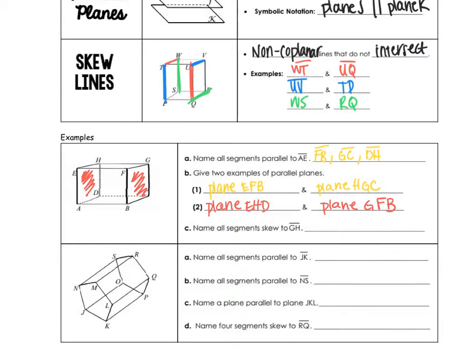GFB. Now we want to name all the segments that are skew to GH. So if we look at GH is right here. So for them to be skew, they have to be in a different plane and not parallel. So EA would be skew. FB would also be skew. DA would be skew. And CB would be skew.